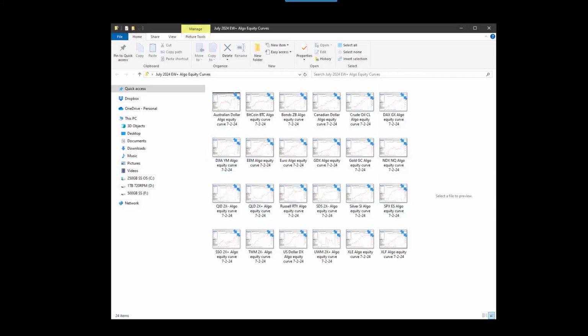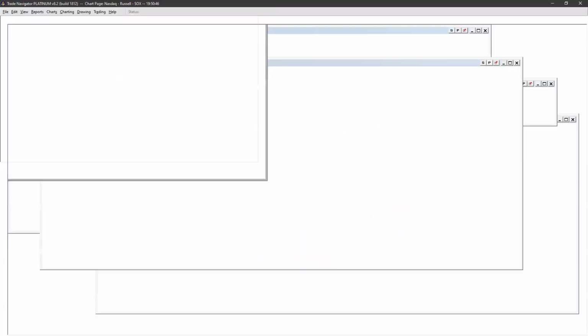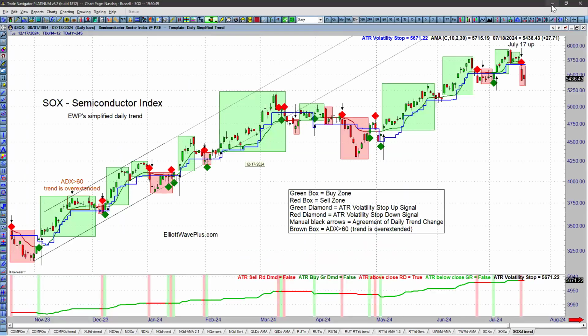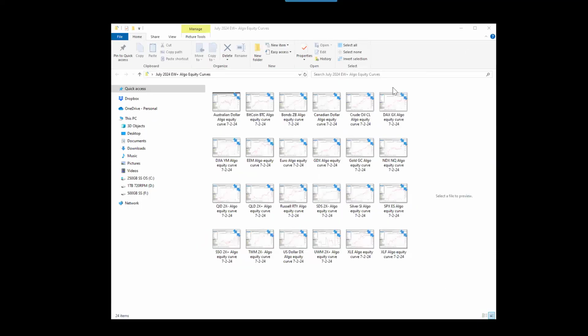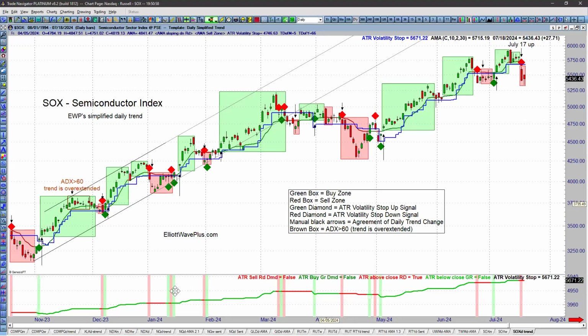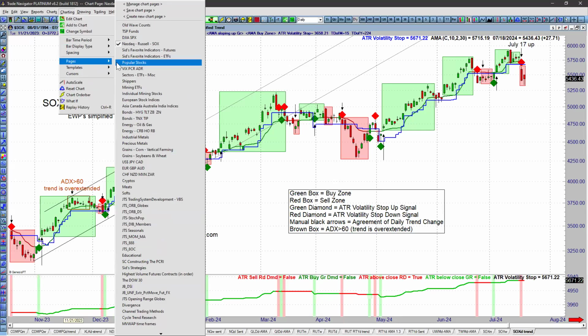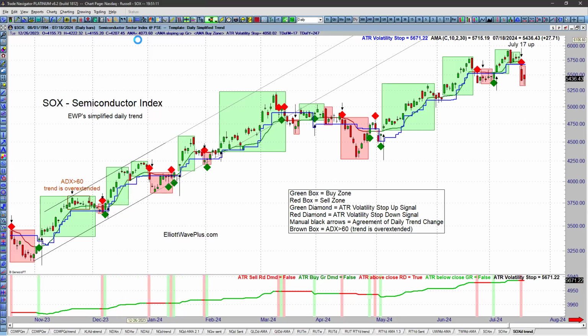So I'm going to start up Trade Navigator again and move this over here. Okay. So we're going to talk about some of the algos. For this algo, I'm going to use either the Dow Jones Industrial Average or the S&P. Frankly, I'll probably show both of them to you here.